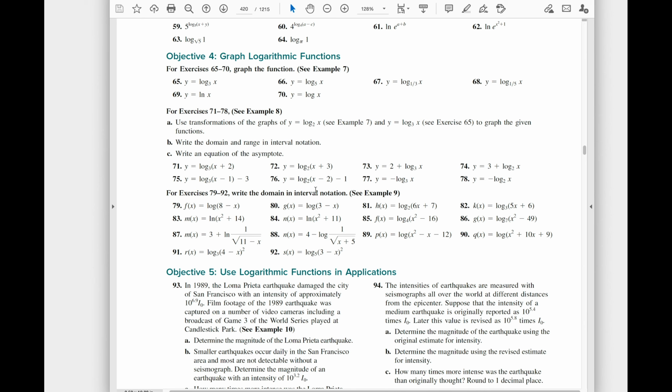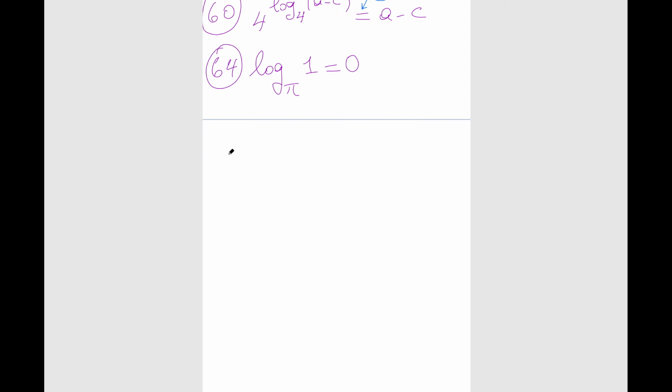So the idea here is to graph log base 2 of x minus 2 minus 1, right? And for part B we want to find the domain and range, and for part C, write the equation of the asymptote. In this context we're going to have a vertical asymptote, because log is involved, and log has a vertical asymptote, as we discussed in the lecture.